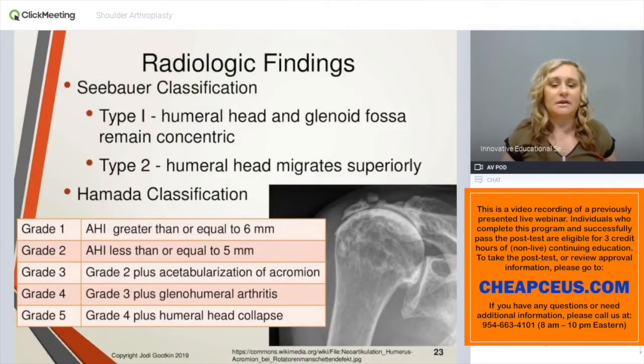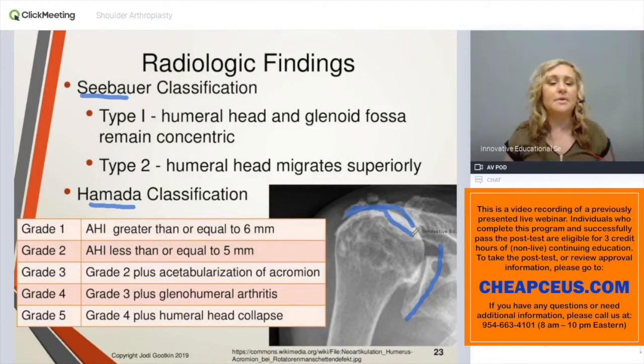They grade this on radiologic examination. They use either a Seebauer or a Hamada classification. The Seebauer is going to look at that articulation. Is the humeral head still articulating with the glenoid fossa? In this individual, the glenoid fossa is all the way down here and the humeral head is all the way up top. They're not articulating with each other.